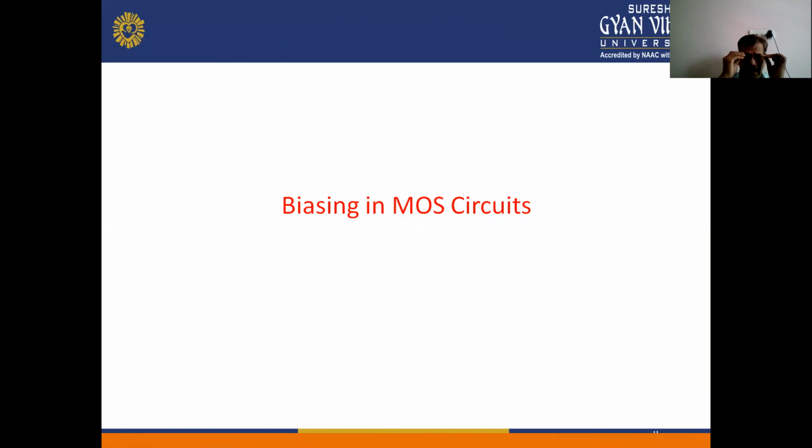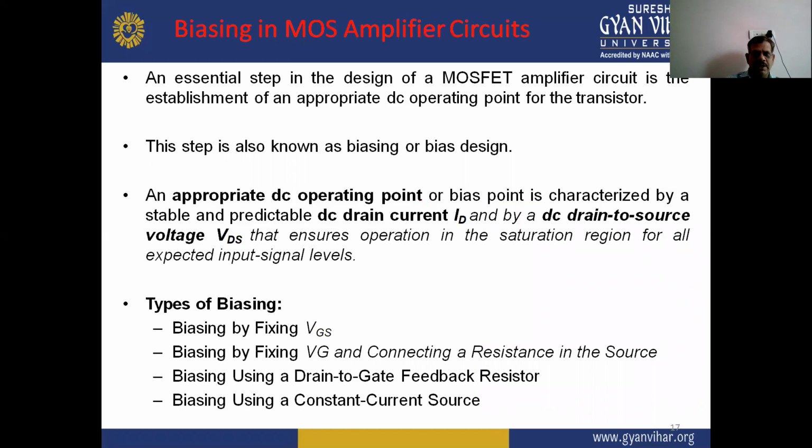Next topic is biasing in MOS circuits. So what is the role of biasing, and what types of biasing in the MOSFET circuit are generally used, and biasing in MOS amplifier circuits. An essential step in the design of a MOSFET amplifier circuit is the establishment of an appropriate DC operating point for the transistor. This step is also known as biasing or bias design.